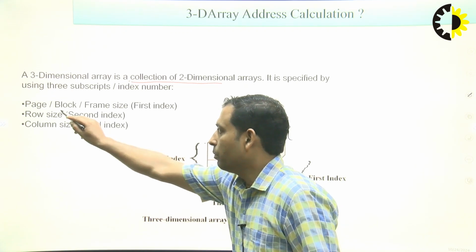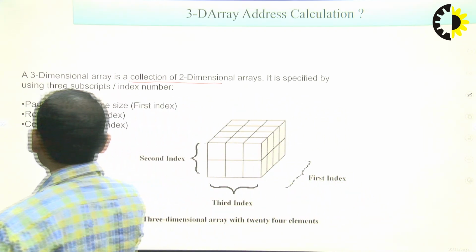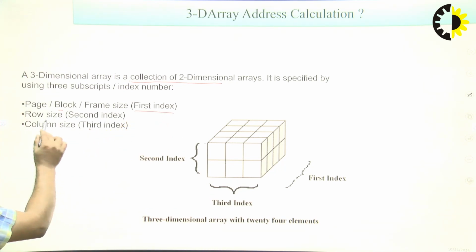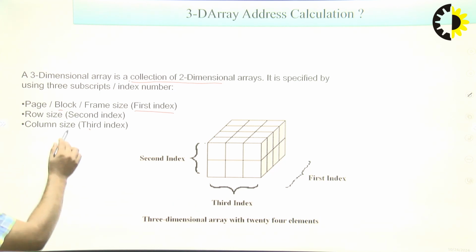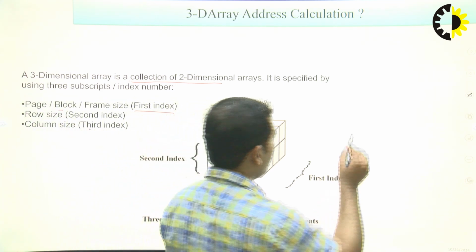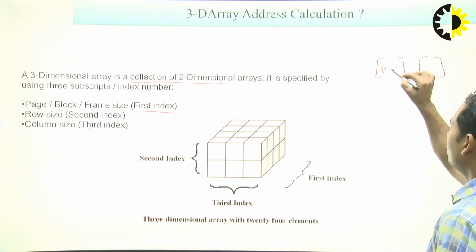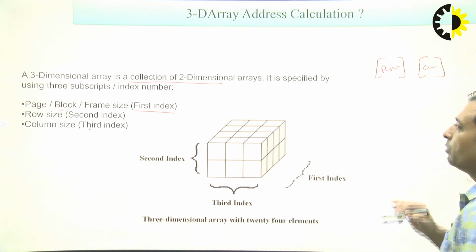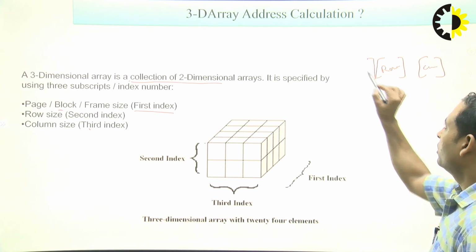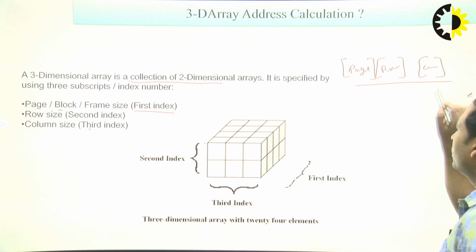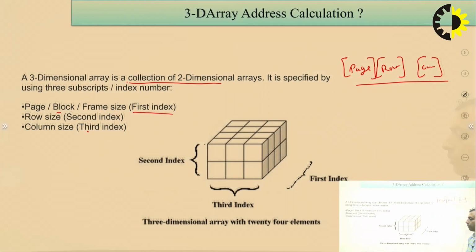First is the page subscript. This is also known as the block subscript or frame subscript. This is the first subscript, the second subscript is the row size, and the third one is the number of columns. As we know, in the 2D array there are only two subscripts: first is row and second is column, but here we have one more subscript, that is the number of pages. There are three subscripts in the 3D array. So first we understand deeply what a 3D array is.